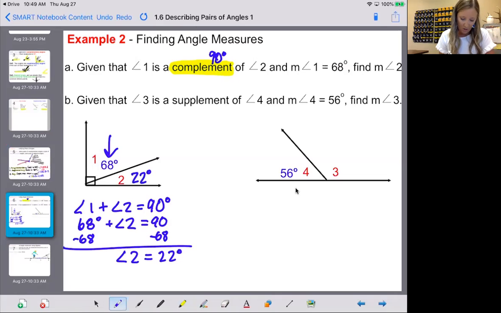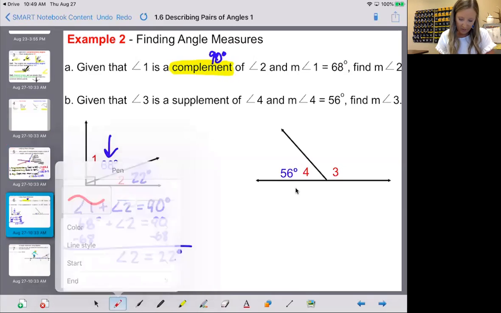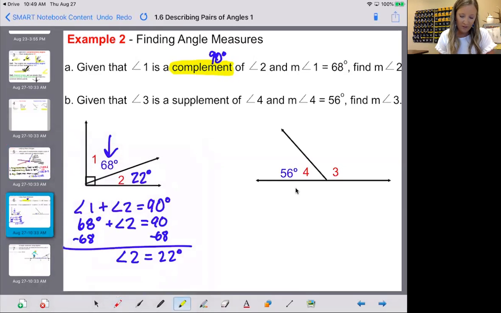Okay. Next problem, letter B here, says that angle 3 is a supplement of angle 4. So what do you think supplement means? It means that they add up to be 180. So if angle 3 is a supplement, that means that angle 3 plus angle 4 is 180 degrees. And so if the measure of angle 4 is 56 degrees, so we see that there, find the measure of angle 3. So again, we're going to fill in what we know.